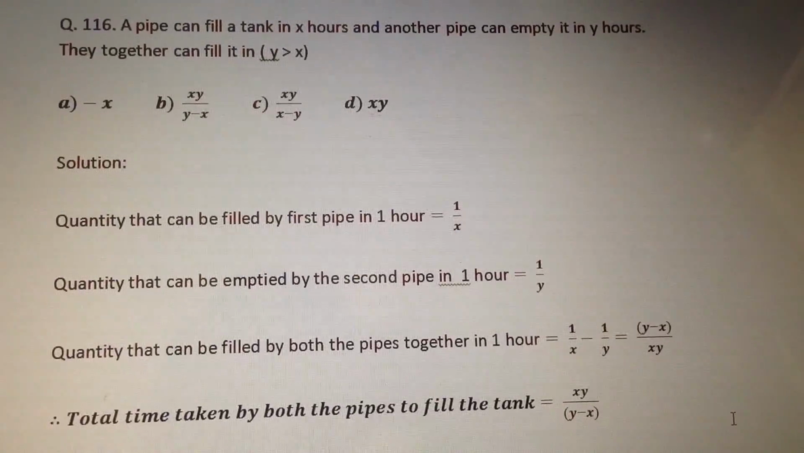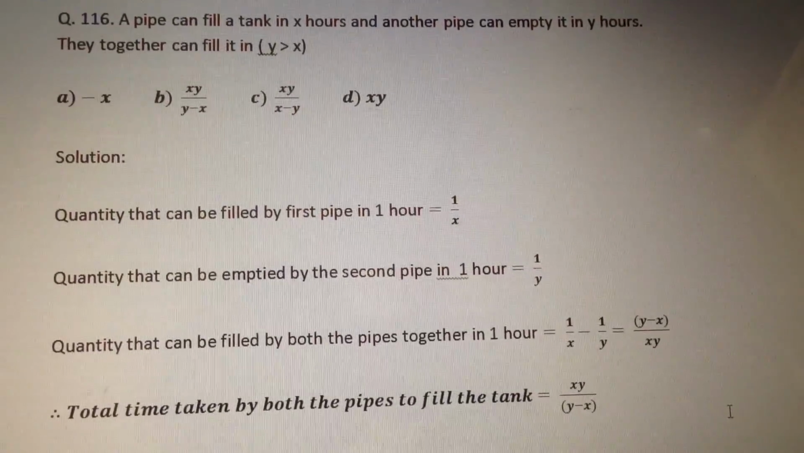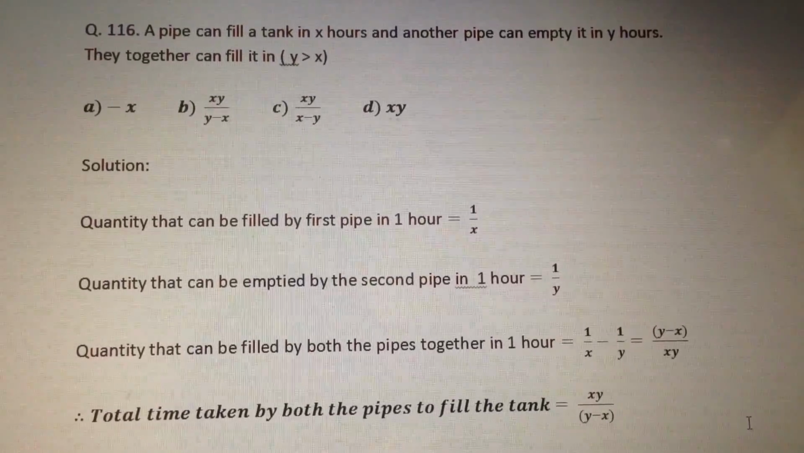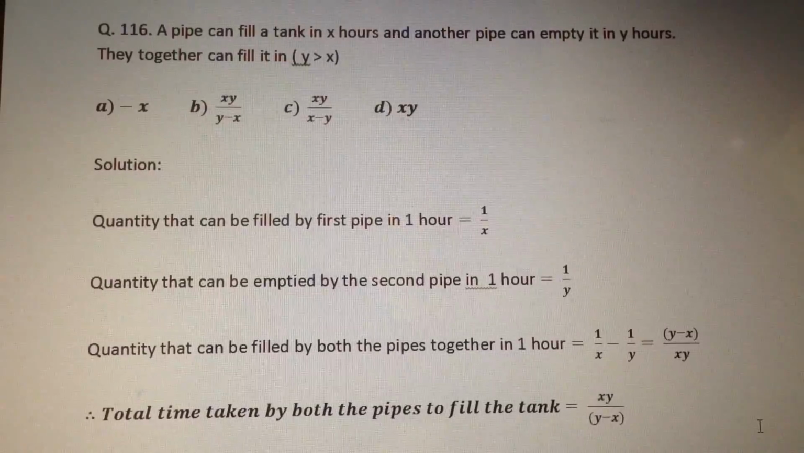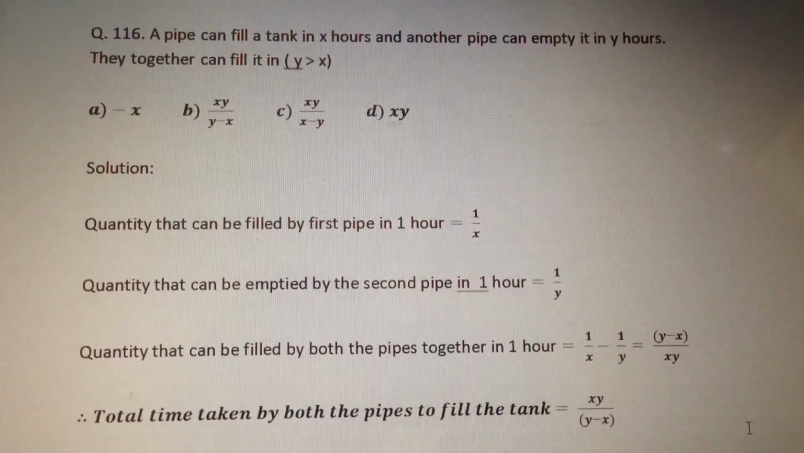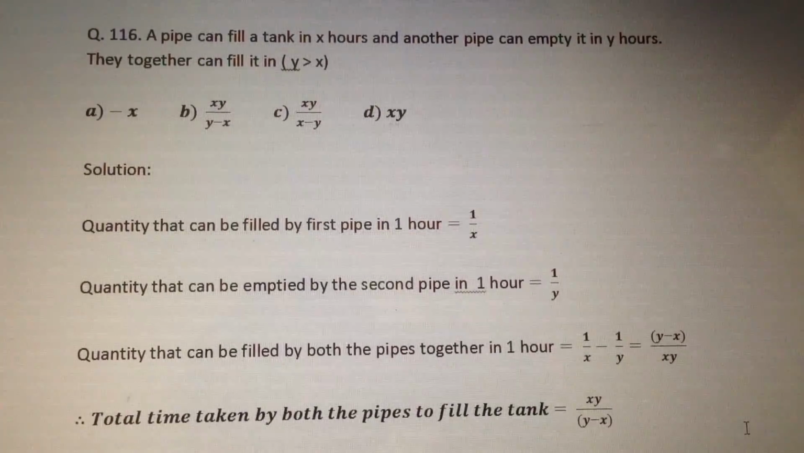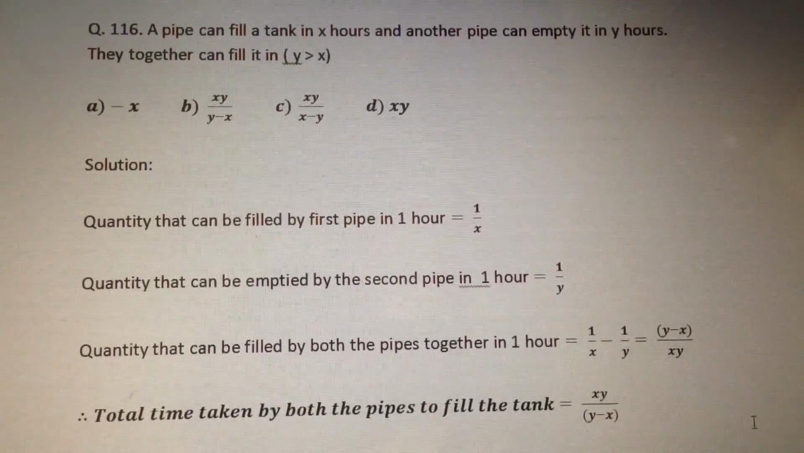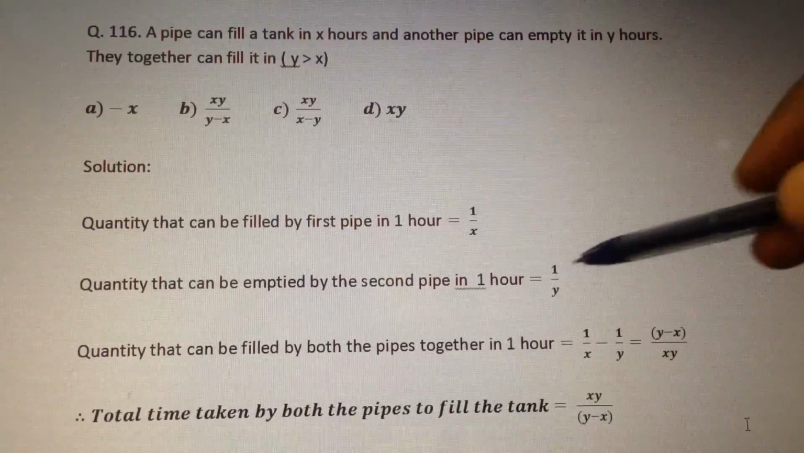Next question. A pipe can fill a tank in X hours and another pipe can empty it in Y hours. They together can fill it in dash. Here is the solution. First pipe can fill the tank in X hours. That means quantity that can be filled by the first pipe is equal to 1 by X, and similarly quantity that can be emptied by the second pipe in 1 hour is equal to 1 by Y.